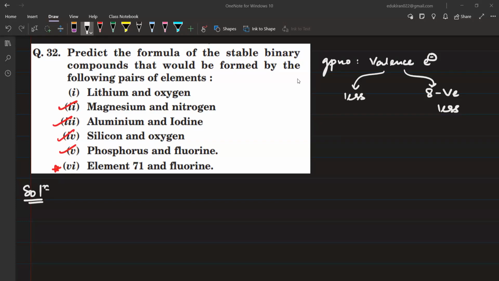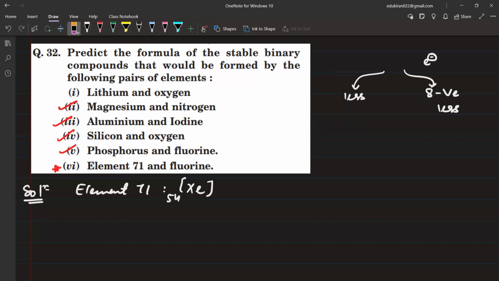For the sixth one, when you have element 71, you will have to write the electronic configuration for that particular atom. So what will be the electronic configuration? Do you know how to write the electronic configuration using noble gases? You can start with xenon, 54, because xenon is the noble gas nearest before 71.